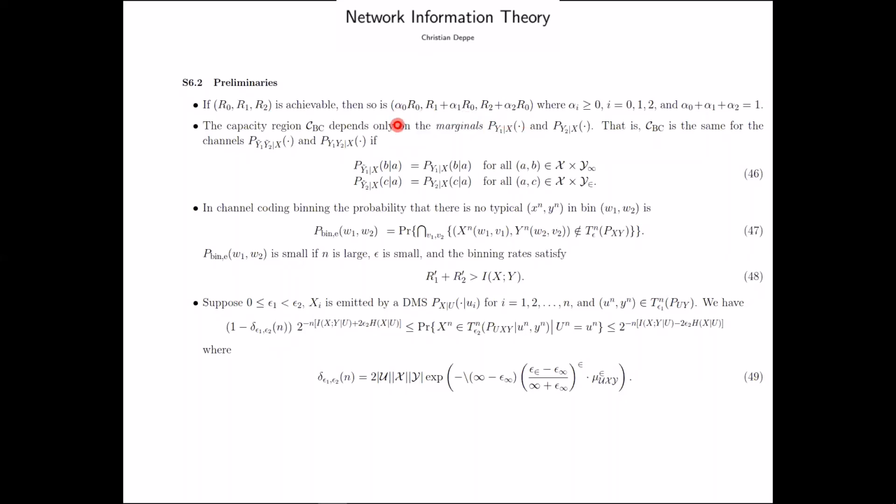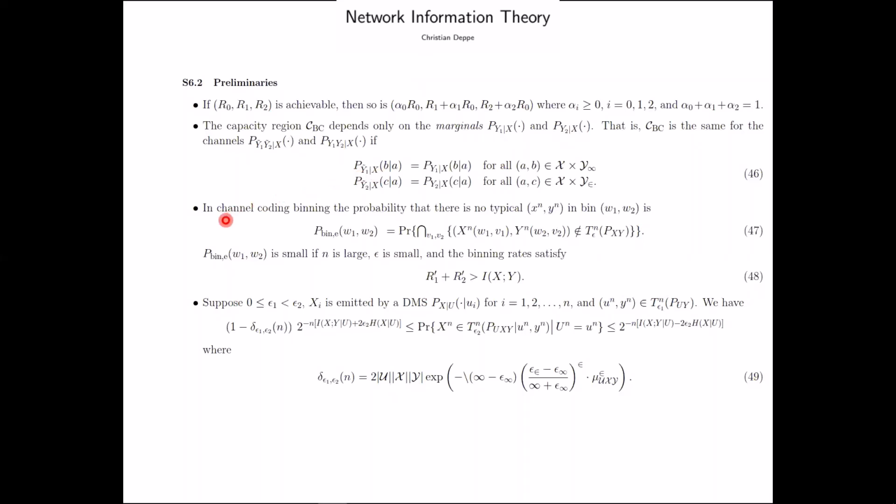The next property is that the capacity region depends only on its marginals, p(y1|x) and p(y2|x). These are the marginal channels from x to y1 and x to y2. And we saw that the proof was not so difficult, and we really saw that if we have the same marginals, then the channel has the same capacity region.